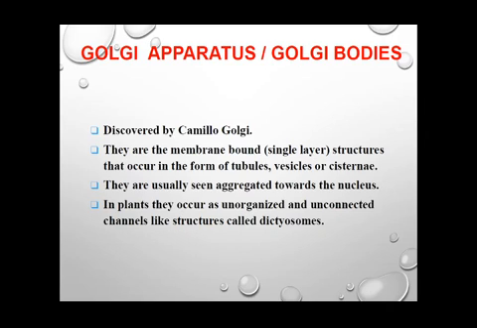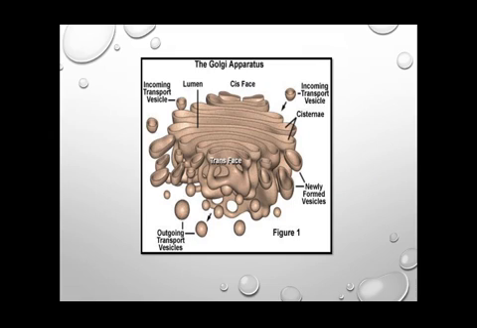As I told you earlier that the ER was also surrounding the nucleus, the Golgi apparatus is also seen aggregated towards the nucleus. In the case of plants, they are unorganized and not connected with the help of channel-like structures, and they are known as dictyosomes. Okay, so now let us see the structure of this Golgi apparatus.